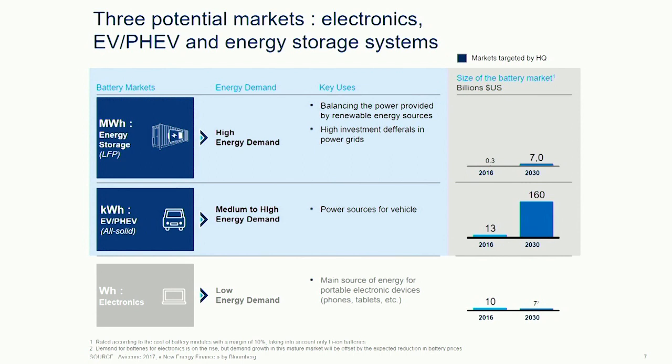Kilowatt hours and megawatt hours. Let's see what you see on watt hours. This is laptops, iPad, and so on. The market is around 10 billion in 2017. Unfortunately, this will be stable, or even decreasing, because the energy density of the battery will increase and it becomes thinner. So we can see this market will be stable for the next years.